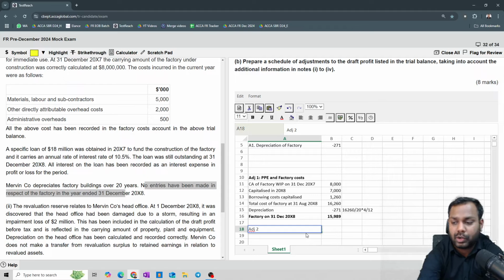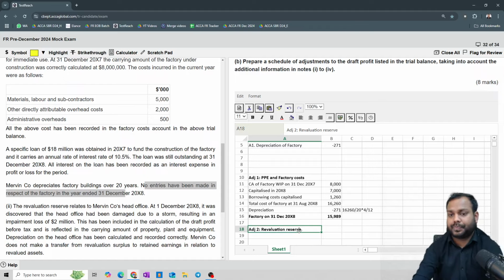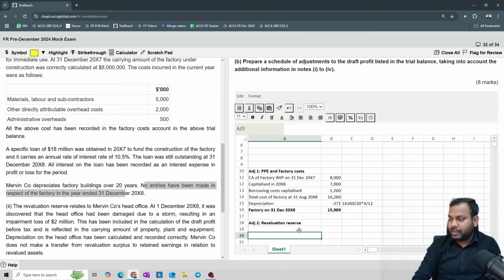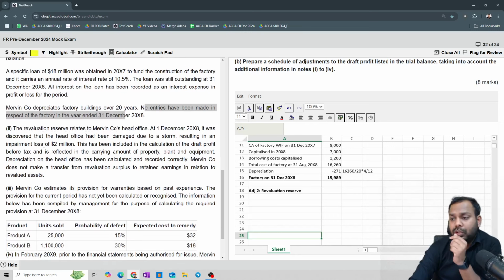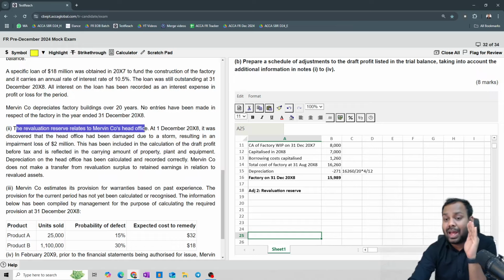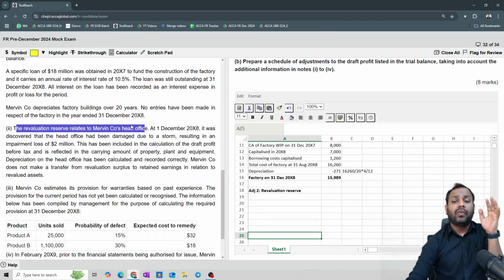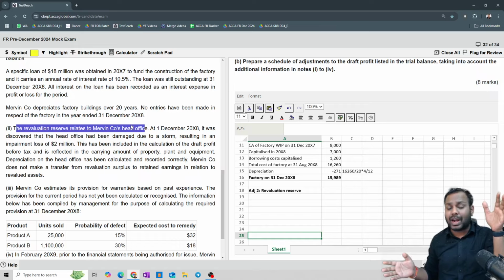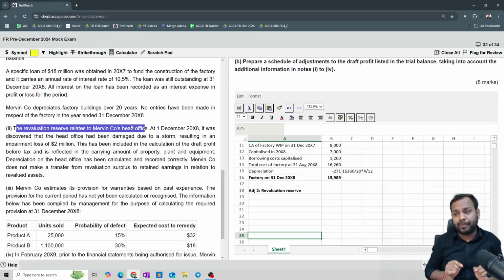Adjustment number 2 is for revaluation reserve. Let's see what is happening here. The question says the revaluation reserve relates to Mervyn Company's head office. I believe you know the revaluation reserve is asset specific, meaning a revaluation loss of an asset can be adjusted against the revaluation reserve of that asset. We can't knock off the revaluation gain of one asset with the revaluation loss of another asset. Revaluation gain or loss is asset specific.